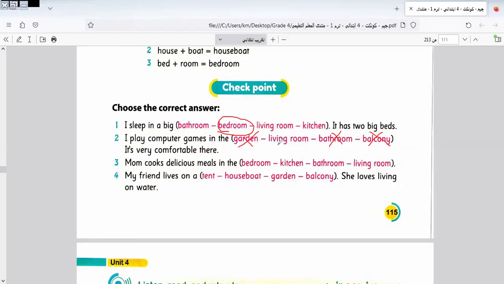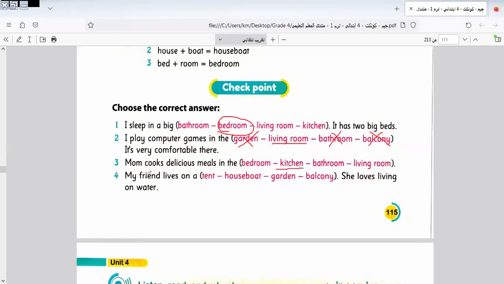So it will be comfortable there. It will be the living room. Okay. Mom cooks delicious meals in space. Mom goes to what is the place that mom is all the time? In the kitchen, to make us delicious food.